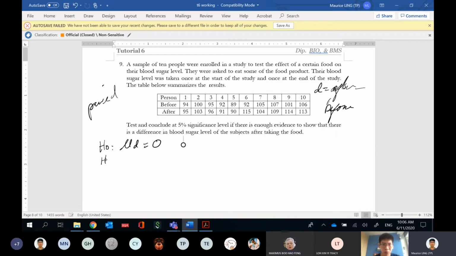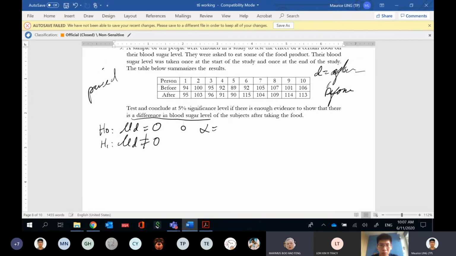Okay. Then alternate hypothesis? Mu D more than 0. Why do you say mu D more than 0? Look at the question. Does it say that there is lower sugar, higher sugar, or difference in sugar? Difference in blood sugar. Oh, that means it's not equal to 0. Yeah. It just asks you for a difference. It doesn't care whether it's higher or lower. So the food maybe cause higher blood sugar, maybe the food cause lower blood sugar. We do not know.